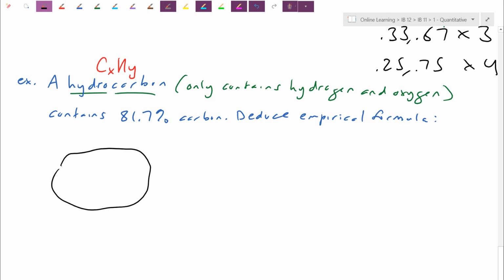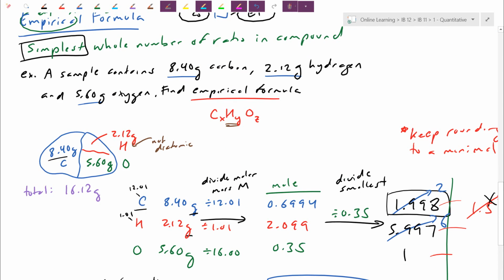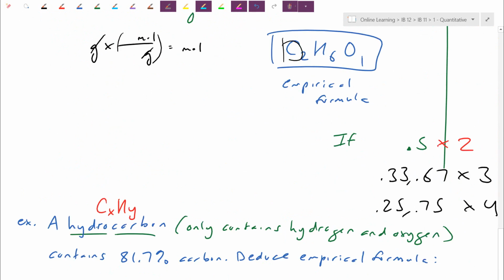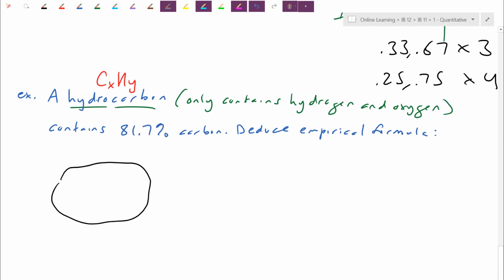So we have a sample. This time you'll notice, different from the earlier question, we're actually not given masses. We actually want to go straight from percentage over to the empirical formula. We saw that in our work, percentages weren't that easy to work with. I actually needed masses so that I can divide out the mass in one step. So what we want to do here is come up with some masses.